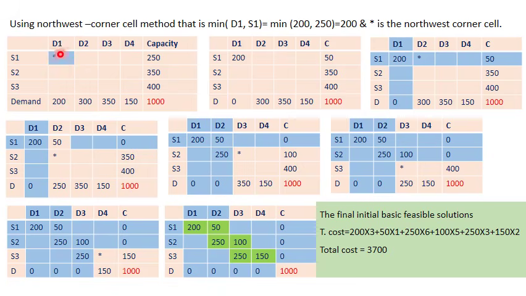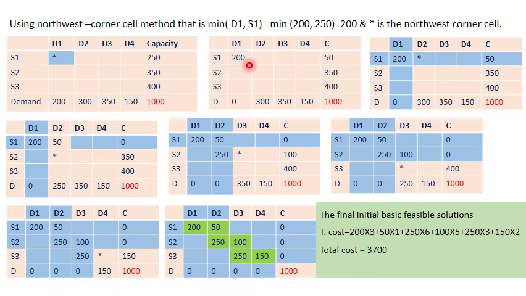It is the north and west corner cell. From that cell, the corresponding value for D1 is 200, and the corresponding value for S1 is 250. Among those corresponding values, we have to take the minimum one. The minimum of 250 and 200 is 200. So we put 200 in this northwest corner cell, because it is the minimum.